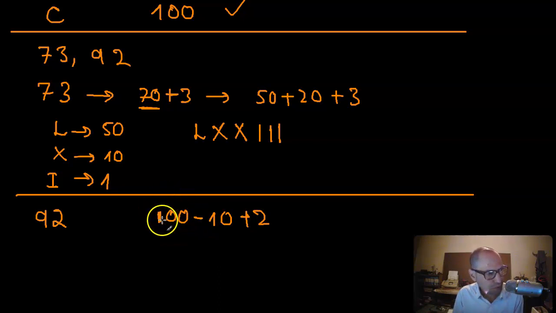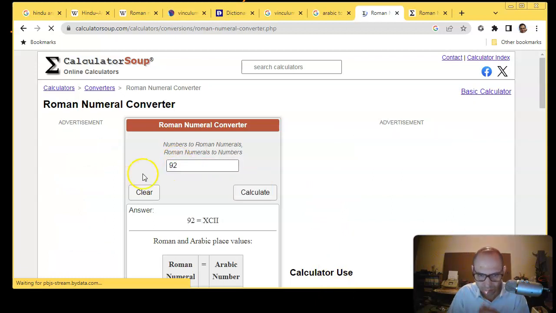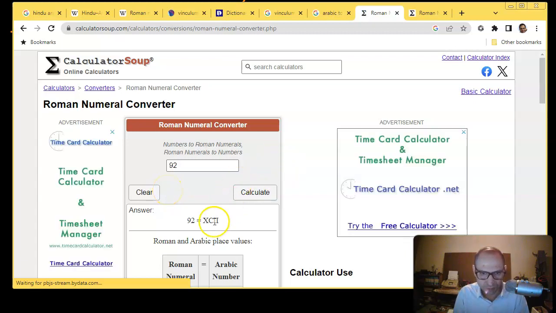So then 100 is the same as a C, right? 100 is the same as a C. That's 100. Subtract the 10, add 2. So the 2s, essentially, I put over here. So that's a 92, right? So now again, if I use my calculator, you see 100 minus a 10 plus a 2. That's a 92.